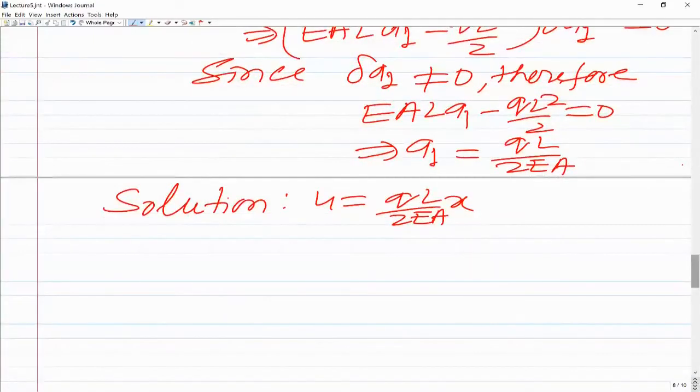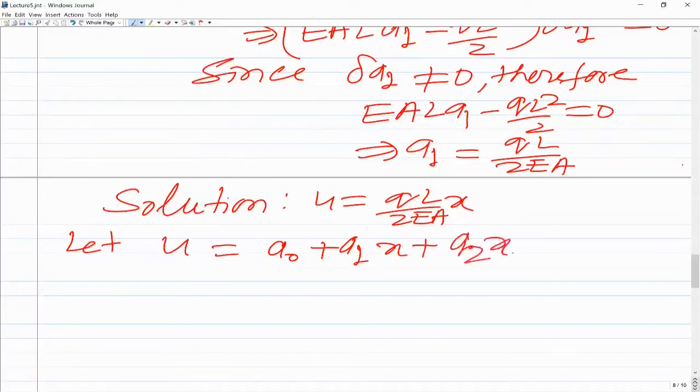We can actually, for better accuracy, increase the number of terms. So next you can also say, for better accuracy, let u be equal to a0 plus a1x plus a2x square. So we have increased one more term. The minimum required was this, and for better accuracy we have added one more term, that is a2x square.